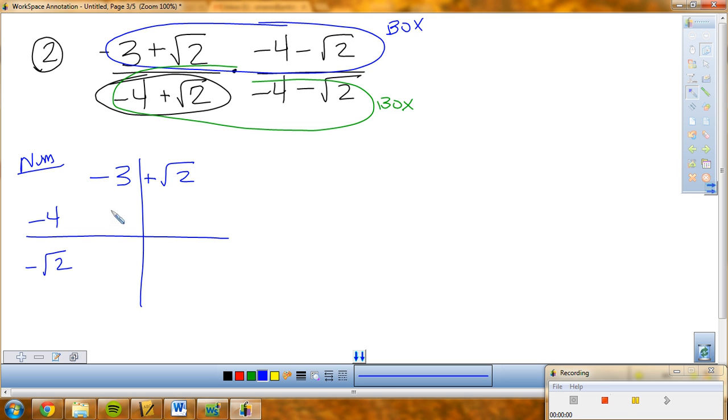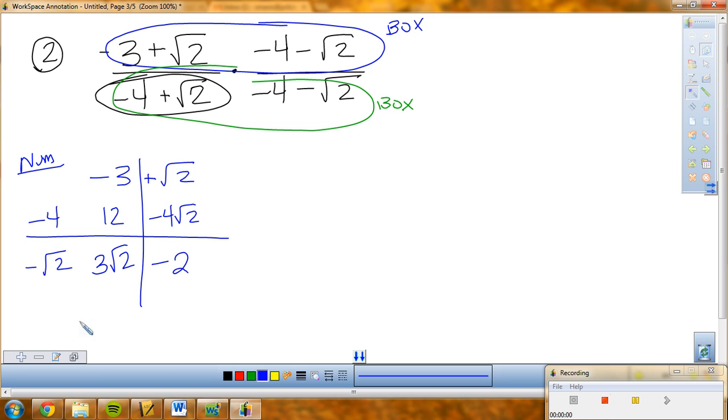So a negative 4 times a negative 3 is a positive 12. My negative 4 remains outside, while my square root of 2 stays inside. A negative times a negative is a positive 3 outside. A square root of 2 remains inside. And a negative times a positive is a negative. Root 2 times root 2 just gives me 2.